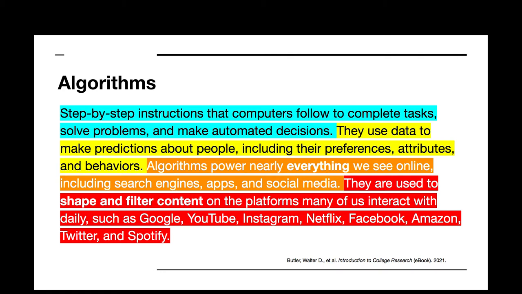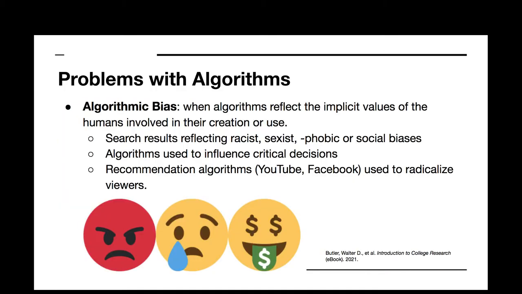But because algorithms have become so important in the shaping and filtering of the information we receive and customizing our individual online experience, some problems have started to occur. The first problem I'd like to talk about is called algorithmic bias, which is when algorithms reflect the implicit values of the humans involved in their creation or use. It's important to know that online information is not always neutral. And even though computers drive algorithms, people still work at companies like Google, Facebook, or YouTube, and these platforms have been known to reflect actual human biases.